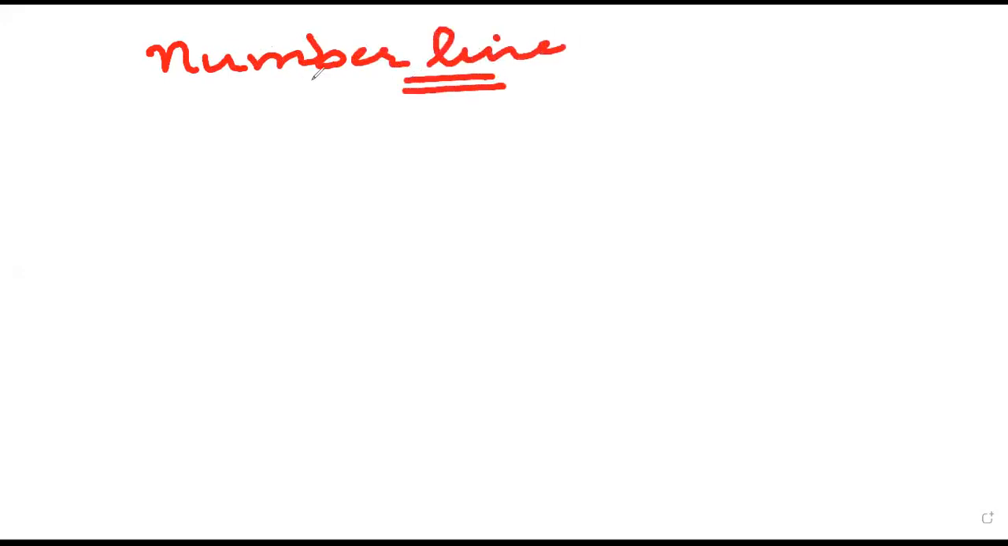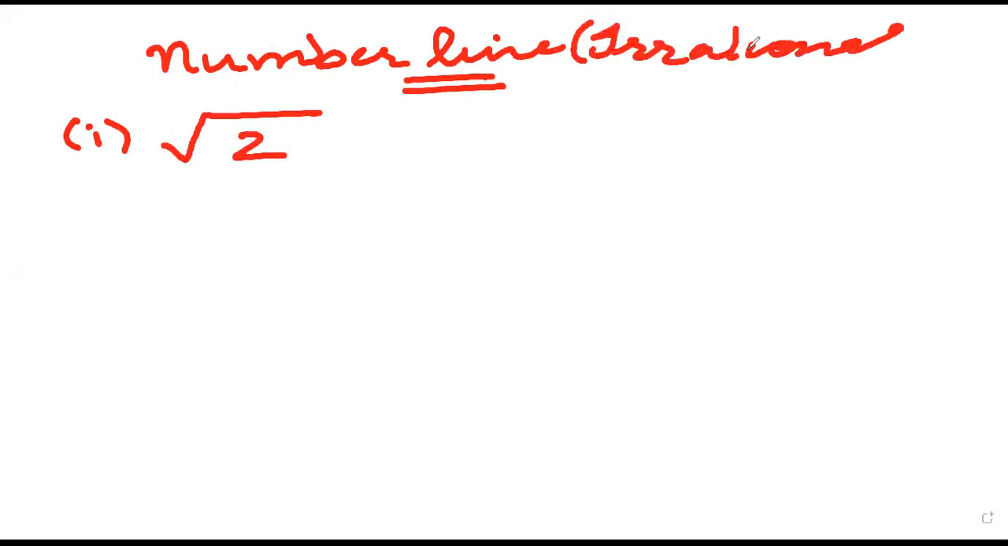Now, children, let us see how to draw a irrational number on the number line. Listen carefully, it is very important. I'm starting with the very first one, that is square root 2. I guess everyone knows that this is an irrational number. So let's see how to represent irrational numbers on the number line.